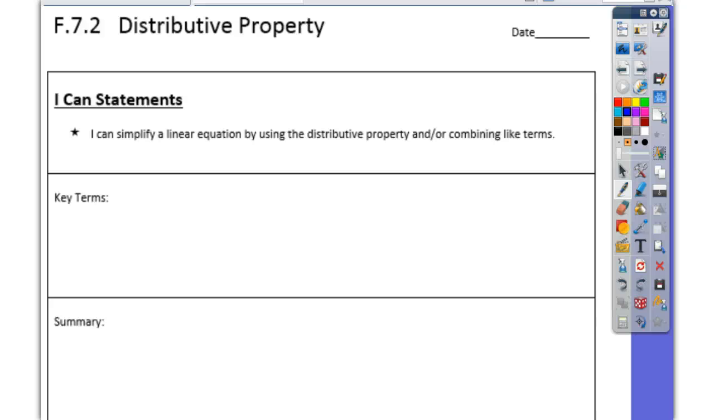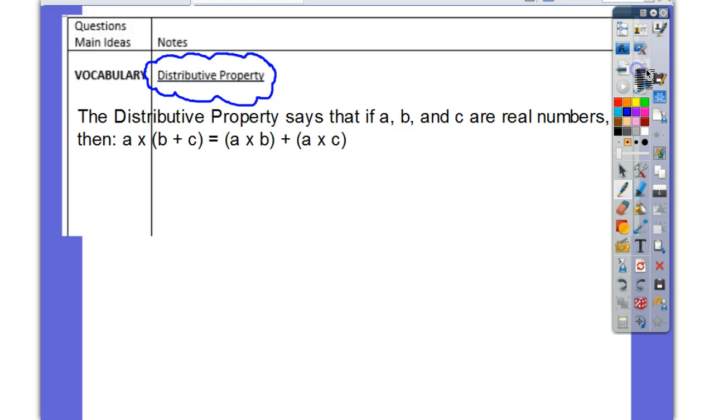7.2 distributive property. I can simplify a linear, what's linear mean? Straight line. By using the distributive property and/or combining like terms. And we'll be getting into the like terms more so tomorrow. One vocab, and it's more of an example than a definition in a way.